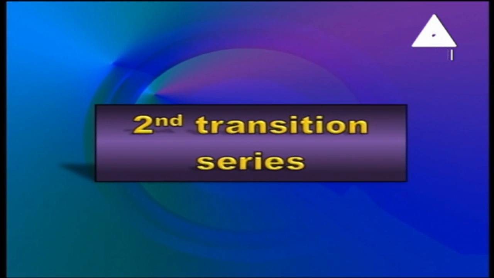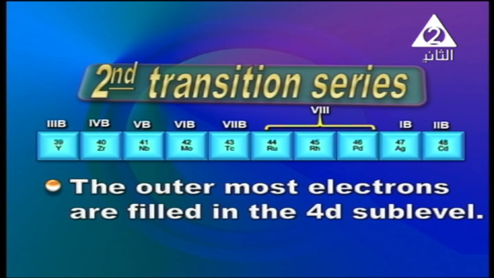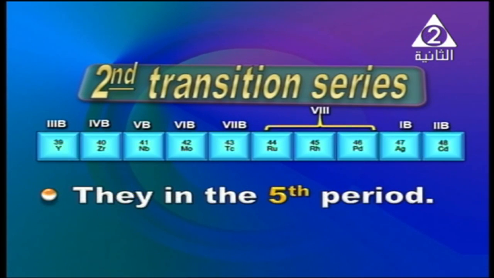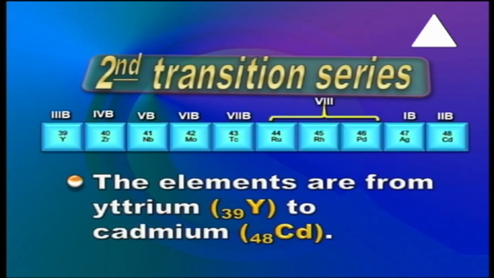The second transition series. My dear student, these elements have the outermost electrons filled in the 4d sublevel. They are found in the fifth period of the periodic table, and these elements start from yttrium and end by cadmium.